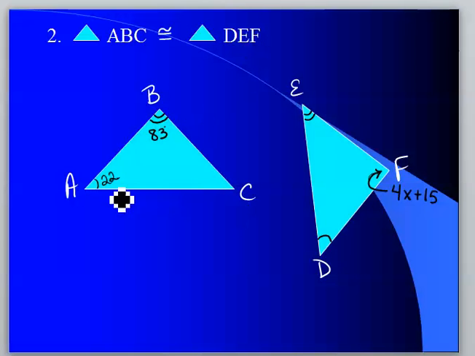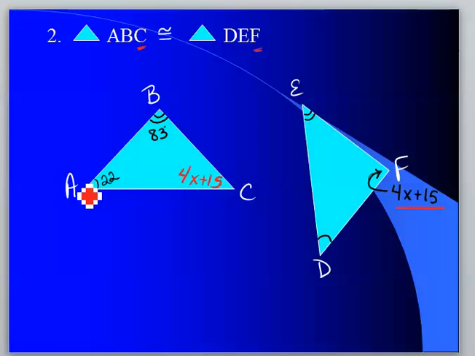Okay, ABC, we have some information. We know that angle A is 22, angle B is 83. I don't know angle C. For triangle DEF, I know that F is 4x plus 15. So somehow I need to find x. Let's check and see who 4x plus 15 is the same as. F is my third letter. C is my third letter, but I don't know what C is. However, I do know that C is the same as this 4x plus 15. So I'm going to copy that over.